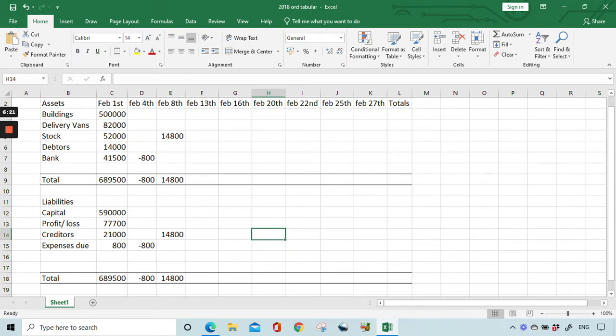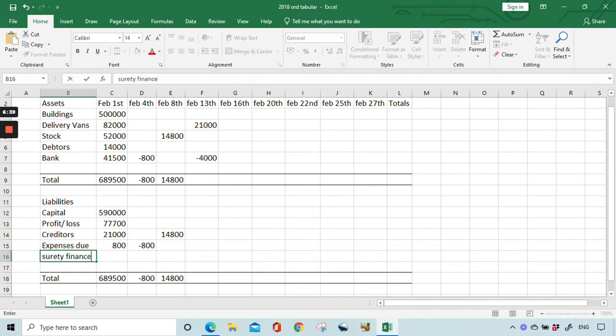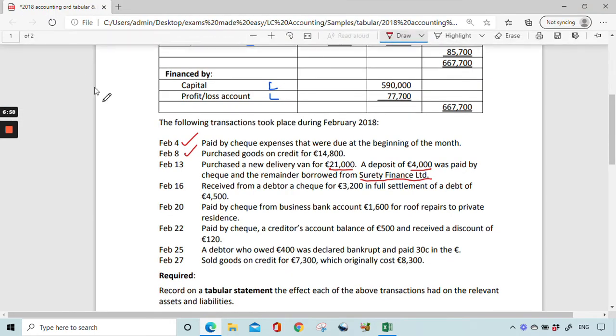So let's go through it. Delivery vans will go up by 21,000 because we bought a new delivery van. Your bank will go down by 4,000 because you paid 4,000 yourself. And then we're going to add in a new liability, Surety Finance. So you borrowed 17,000. When you do the calculation here, 21 minus 4 is 17,000. And add up the liabilities, 17,000. Always must be the same. Okay, next one. That's February 13 done.